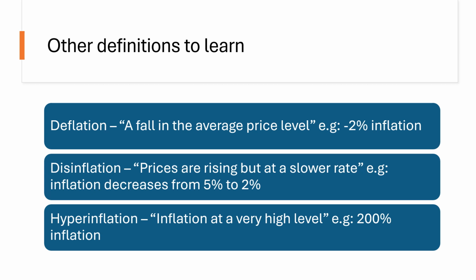And finally, hyperinflation. Now, this is inflation at a super high level. So, for example, 200%. If you do A-level history, you might be familiar with what happened in Germany in the 1930s. That would be considered hyperinflation.